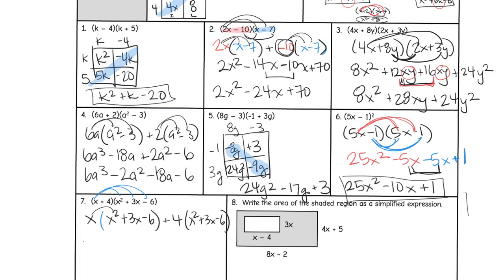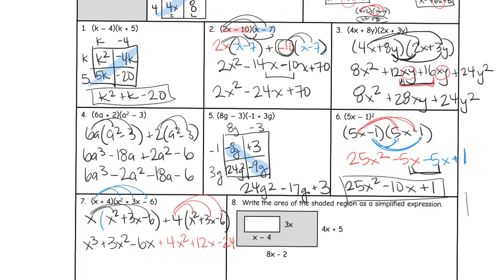So x times x squared is x cubed. x times 3x gives me 3x squared. And x times negative 6 is minus 6x. Then on the next one, I'm going to do 4 times x squared, which is 4x squared. 4 times 3x is 12x. And 4 times negative 6 is minus 24.